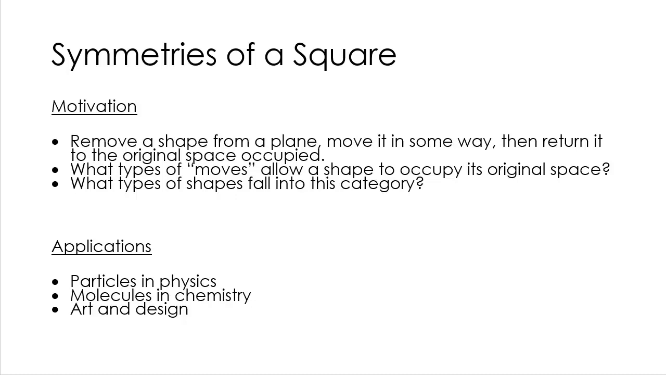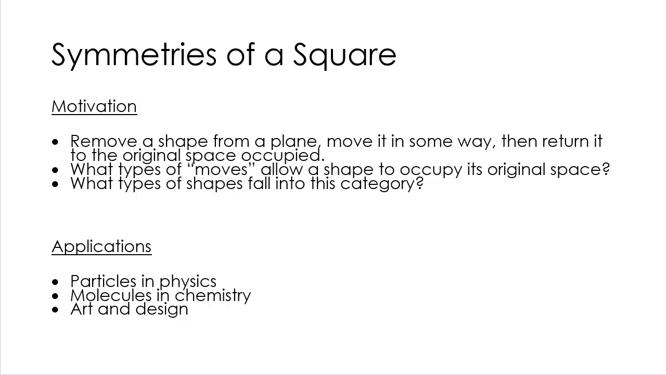Not necessarily in the exact same space, but if the paper was originally horizontal on your desk, when you put it back down, it has to be horizontal again. So what types of moves allow a shape to occupy its original space, and what types of shapes fall into this category of being able to move them around and bring them back to the original space?